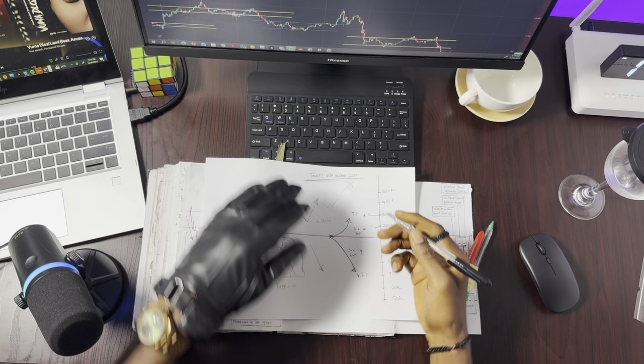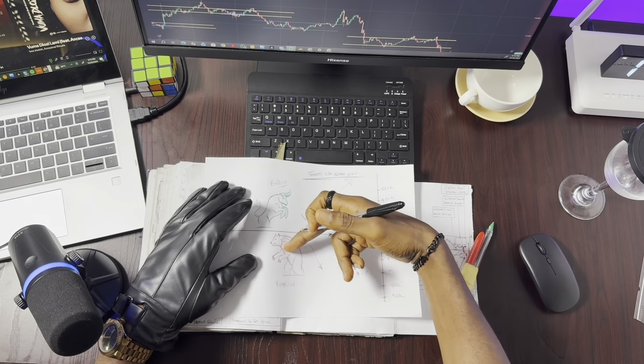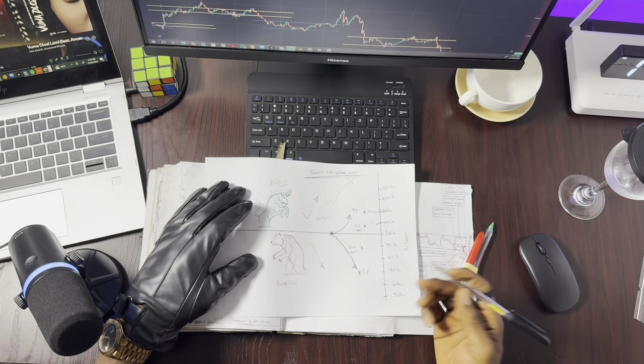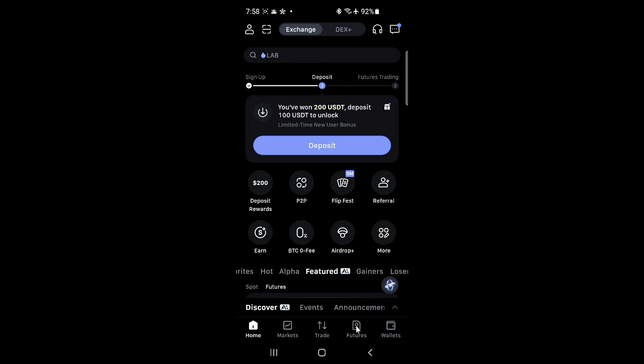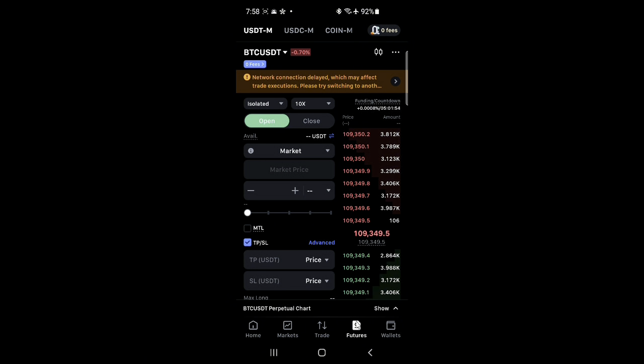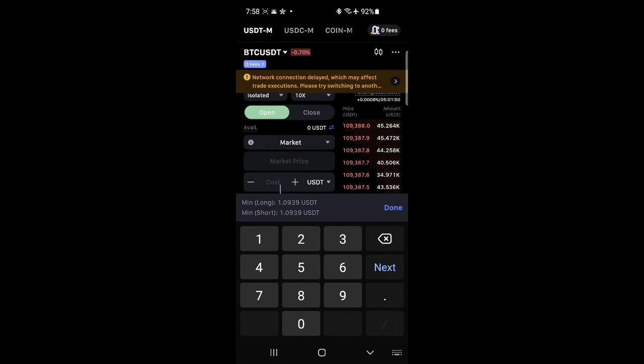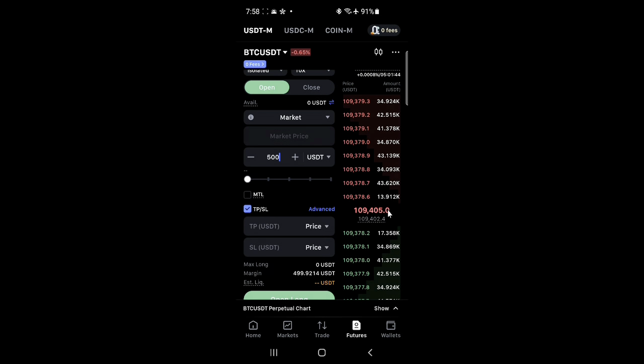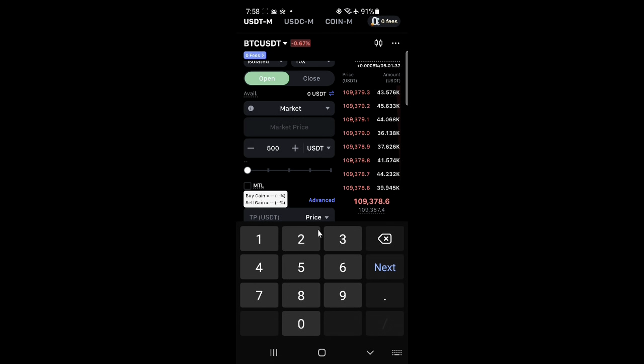Now I'll be showing you how you can input this value in a real life trade on the MEXC platform. Now this is my MEXC. I'll go to features. Remember, we are going for a short position. We want to predict for a fall. I'll maintain a size of 500. I'll input this and hit done. So now our take profit will be 70k. Remember, we want Bitcoin to fall from 100 to 70k. So I'll put in 70k as my take profit.